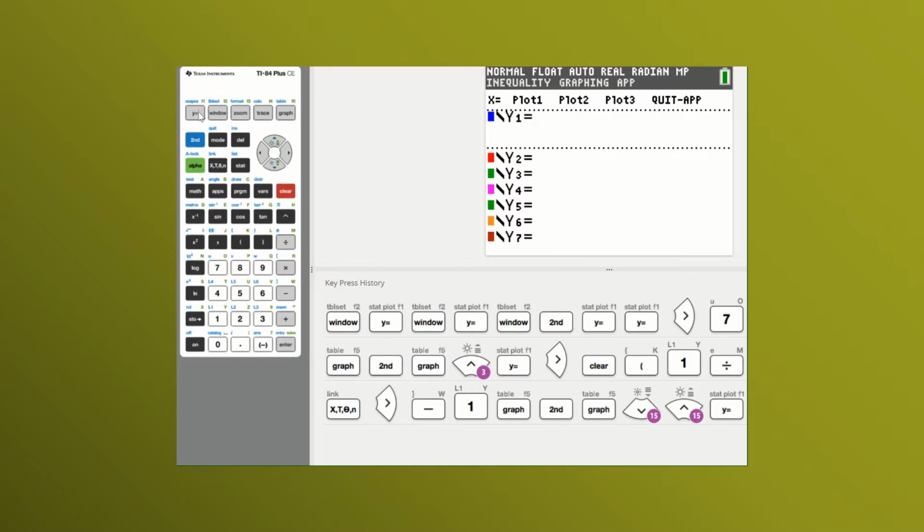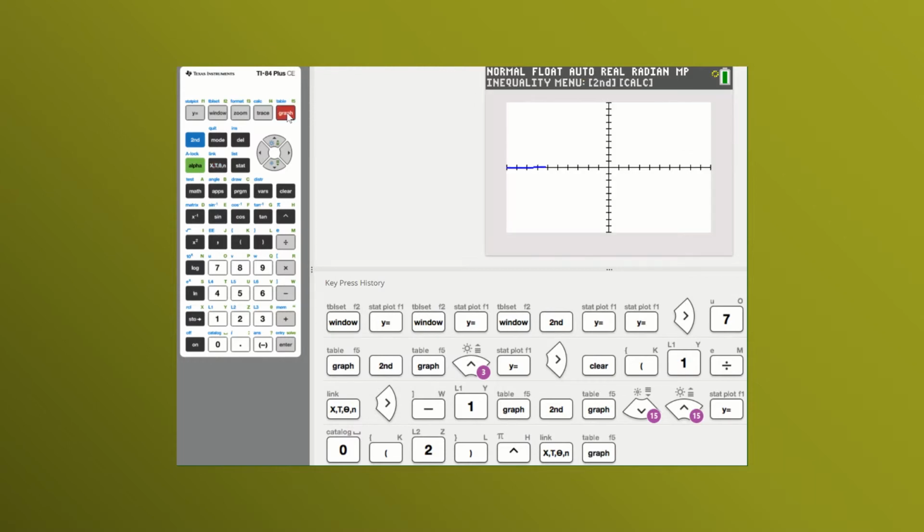But so let's see. We've got 10 times, and I'm going to put the 2 in parentheses, 2, that's my rate of growth. And we're going to raise that to the power of x. We're going to use x here. And let's go quickly look at our graph. And boom, you can see that it really changed.